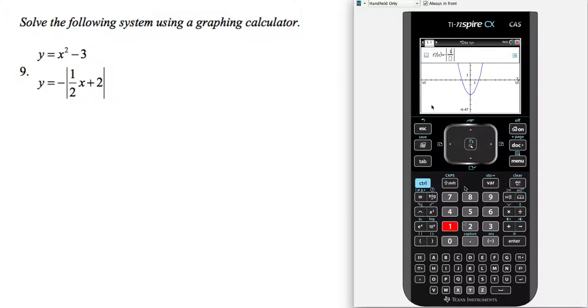So we have 1 and then half. We've got x plus 2. That's all inside the absolute value there. So now we're going to hit enter. Boom, you'll see that. That's what it's going to give us. So it looks like we have 2 intersection points there.